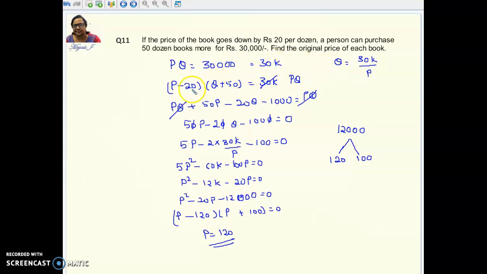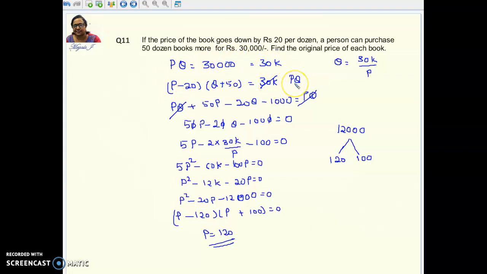Next step, as per the statement given here, the price is less by 20 rupees per dozen. All this we are taking in terms of dozen only. So if the rate is P minus 20, he is going to buy 50 dozen books more. Whatever the quantity earlier purchased was Q, now it's going to be Q plus 50. So P minus 20 into Q plus 50 is the total amount, again the same thing for 30k. You can write 30k, or you can also write PQ, because PQ is equal to 30k.